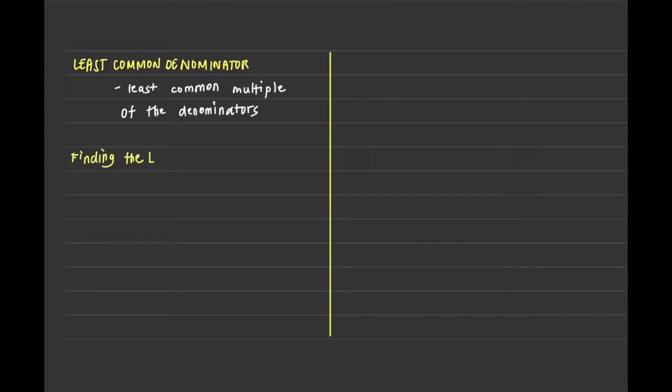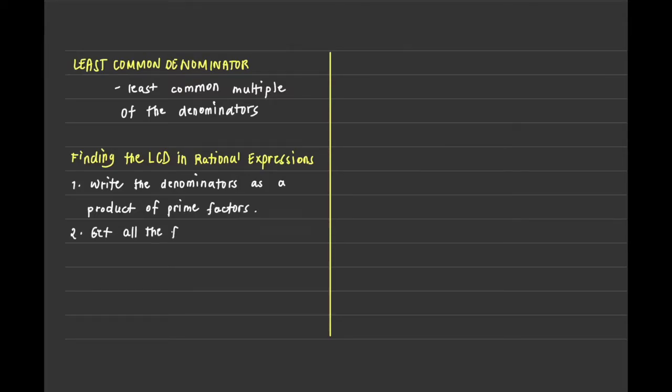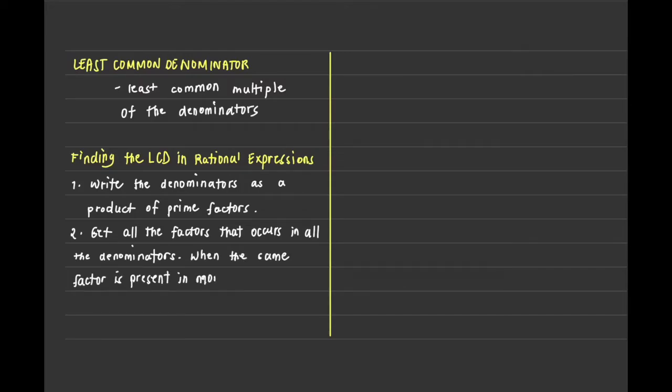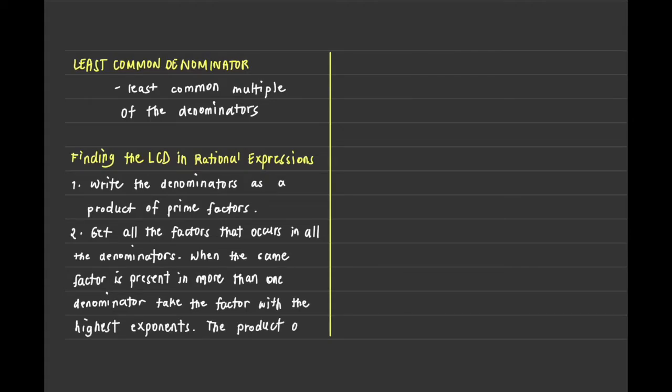In finding the LCD in rational expressions, we do the following. First, write the denominators as a product of prime factors. Second, get all the factors that occur in all the denominators. When the same factor is present in more than one denominator, take the factor with the highest exponent. The product of these factors is the LCD. Let's have some examples on identifying the LCD of two expressions.